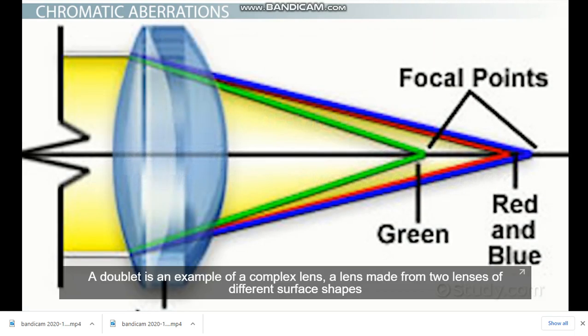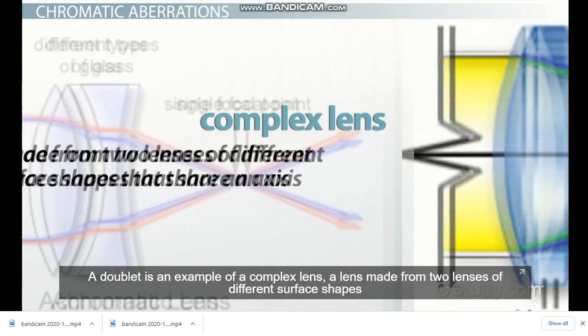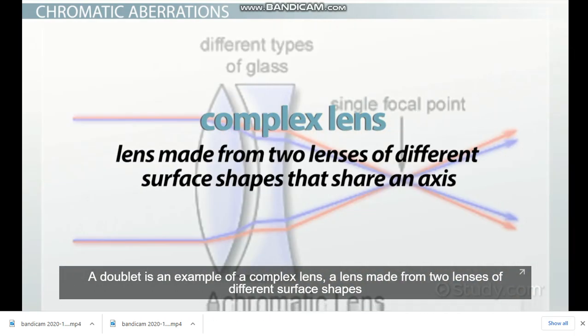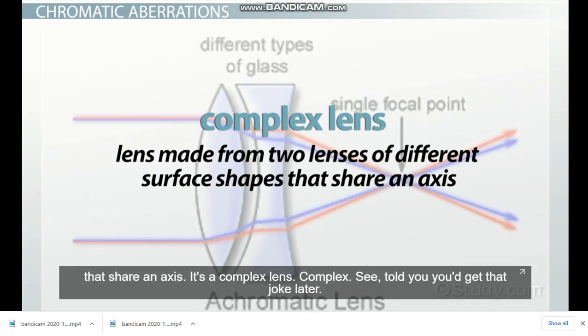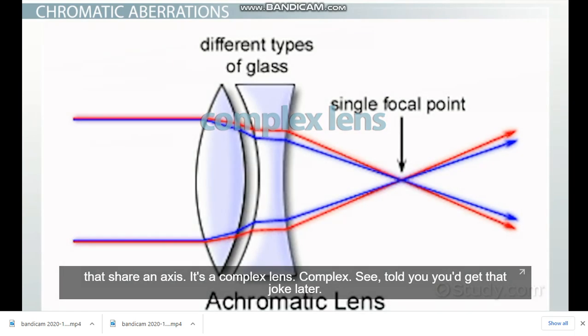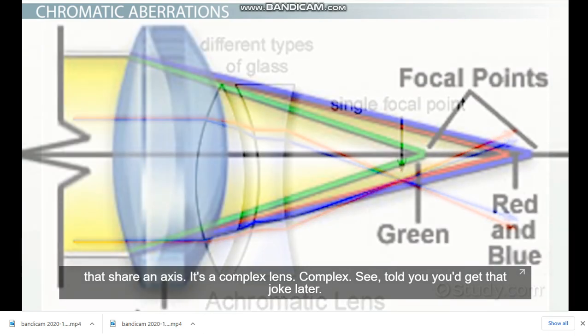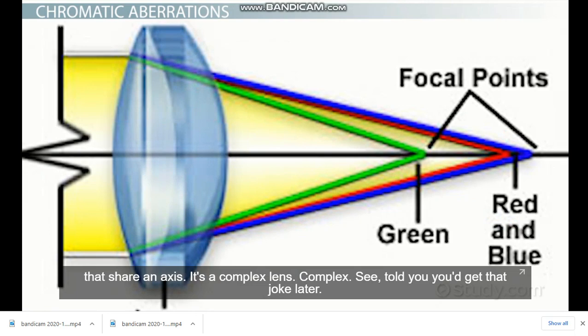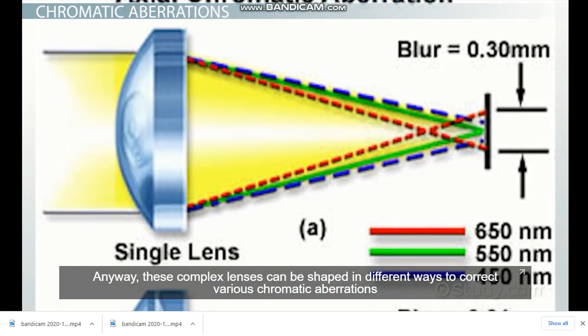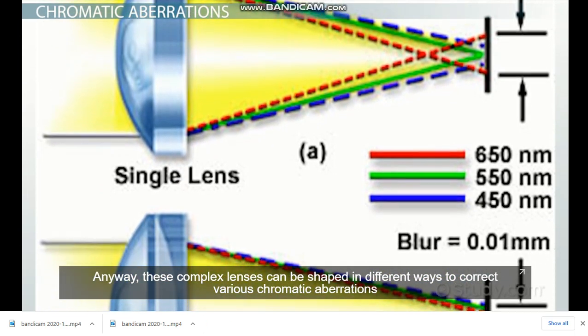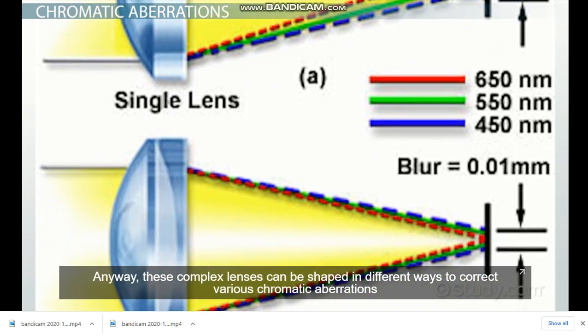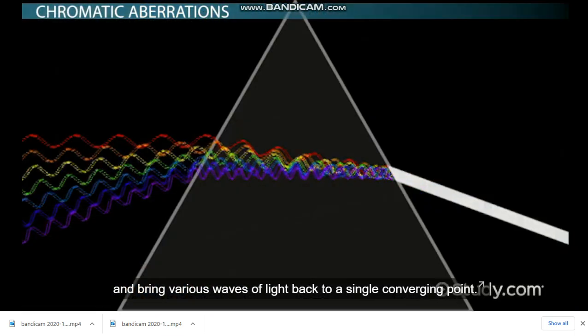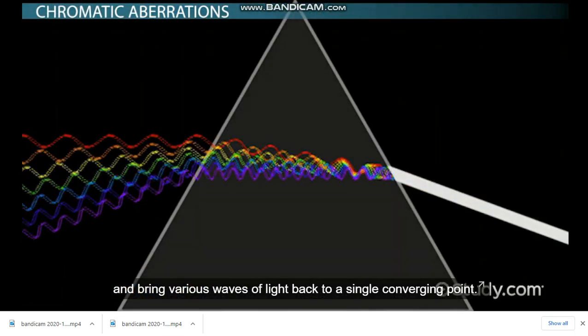A doublet is an example of a complex lens, a lens made from two lenses of different surface shapes that share an axis. It's a complex lens. Complex. See? Told you you'd get the joke later. Anyway, these complex lenses can be shaped in different ways to correct various chromatic aberrations and bring various waves of light back to a single converging point.